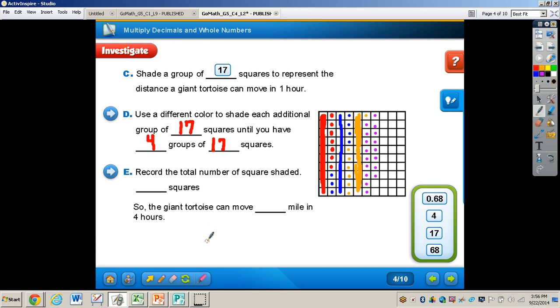Now, to record the total number of squares shaded in, we know that each of these columns represents 10. Okay, so we have 10, 20, 30, 40, 50, 60, and then 1, 2, 3, 4, 5, 6, 7, 8. So we can see there are a total number of 68 squares shaded in. And remember, each of these represents 1/100th. So we can see that the giant tortoise could move 68 hundredths of a mile in 4 hours.